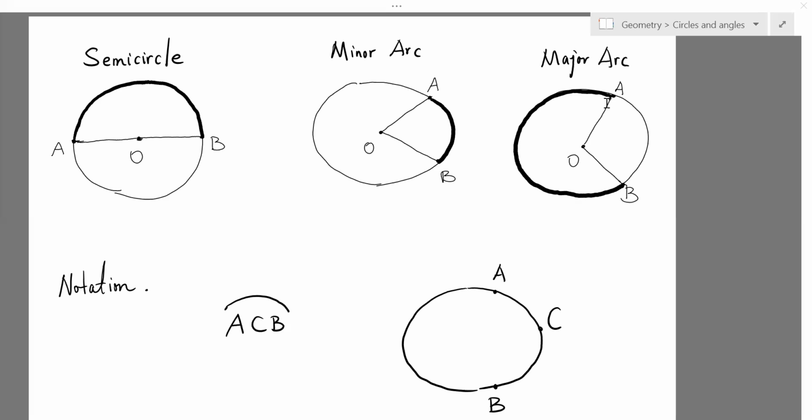In contrast, the major arc of a circle is the part of the circle that is in the exterior of a central angle, in union with those two endpoints, A and B. So we have the semicircle, the minor arc, and the major arc over here. Given 2 distinct points on the circle, you could talk about either the minor arc or the major arc.